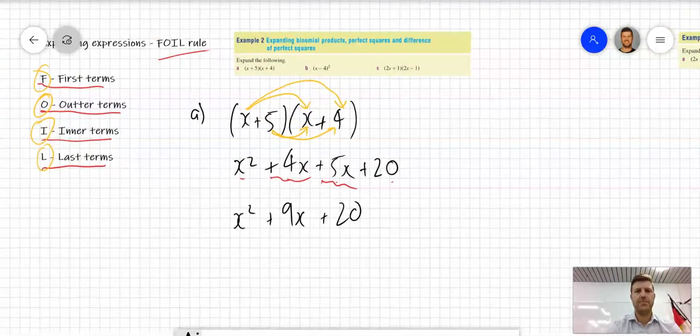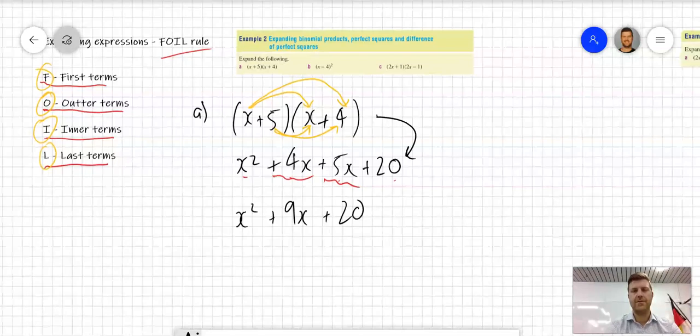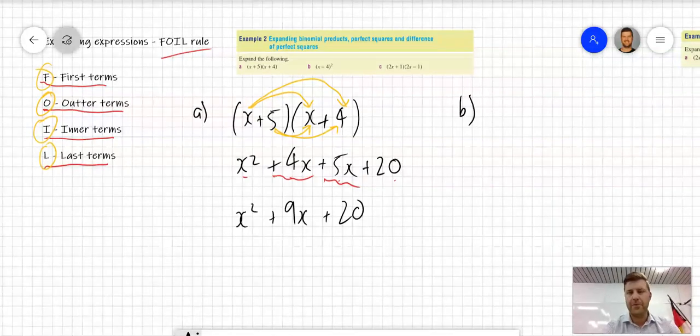Okay, so expanding using the FOIL rule, and then collecting like terms if there are any. That's the process we'll be doing today. Now, let's go to the second example. I'll run through a few examples. Just take what you need, guys, today and get started.